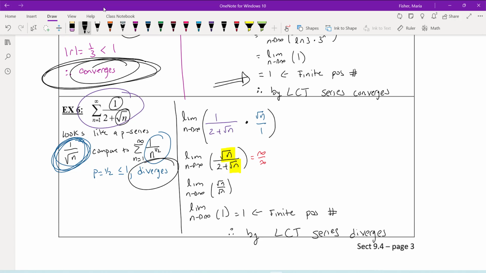Why does it diverge? Because when we use the limit comparison test, we ended up with a finite positive number. So whatever the known series does, the given series also does.